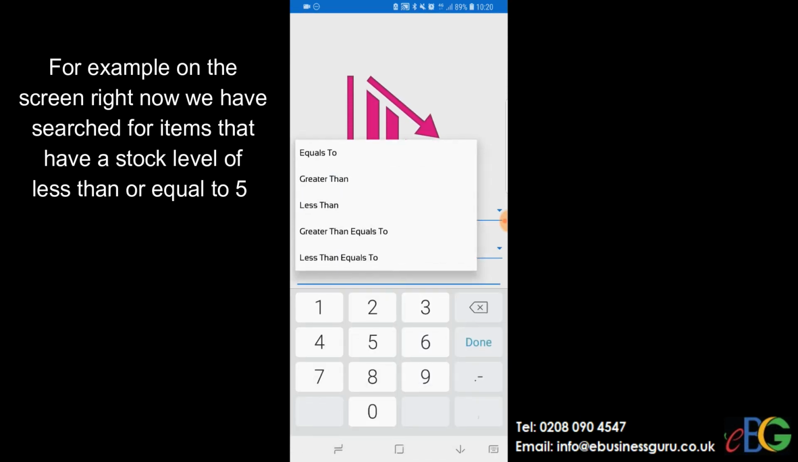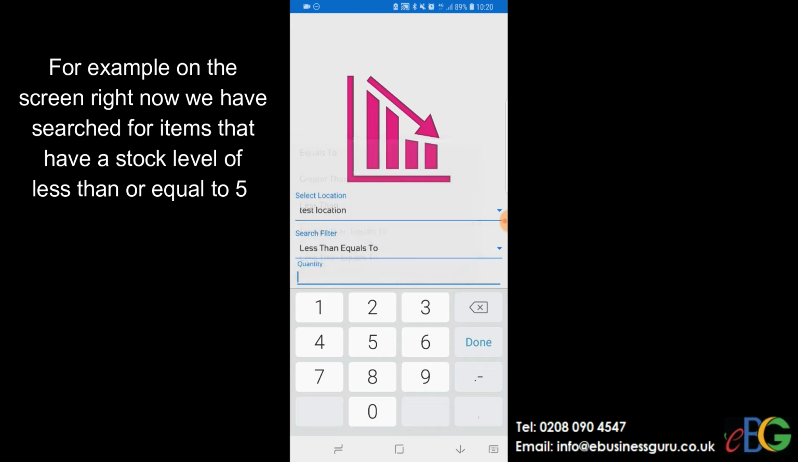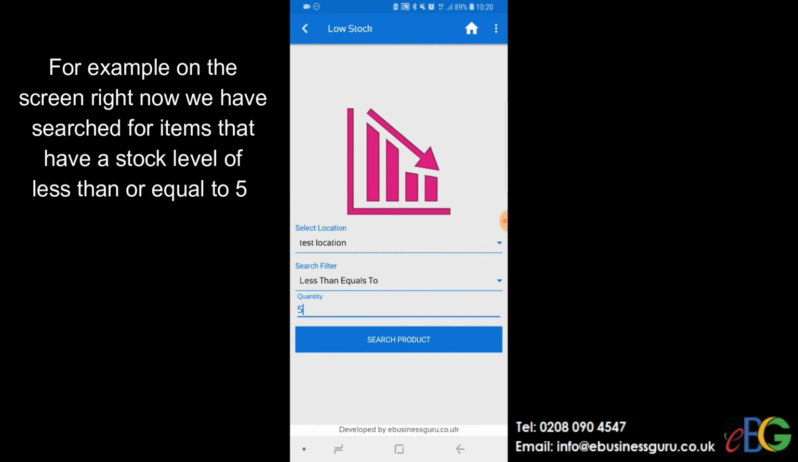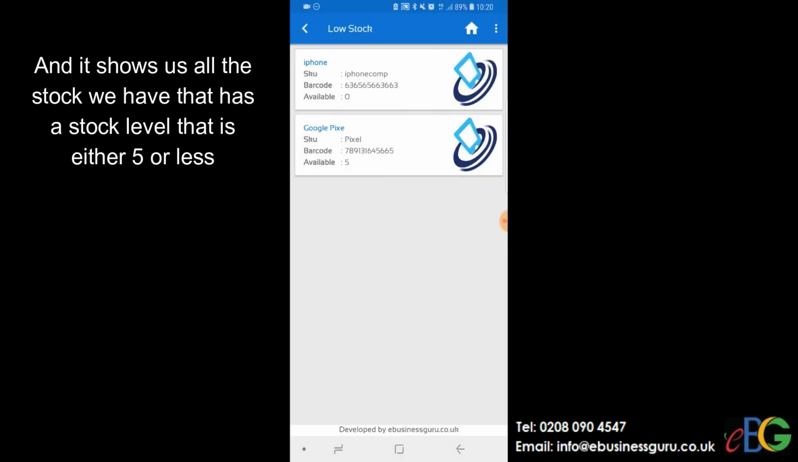For example, on the screen right now, we have searched for items that have a stock level of less than or equal to 5, and it shows us all the stock we have that has a stock level that is either 5 or less.